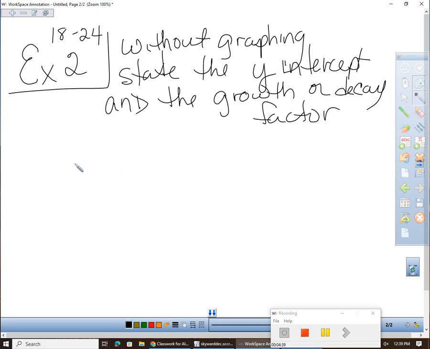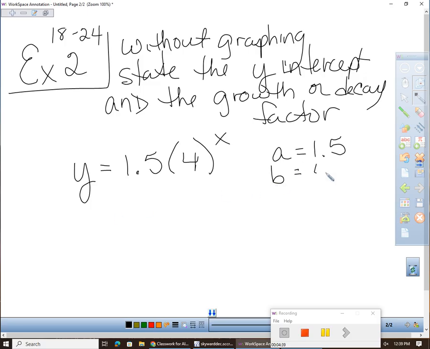So let's say I have y equals 1.5 times 4 to the x. First of all, my y-intercept is my a. So I'm going to say a equals 1.5. My b value is 4. That is bigger than 1, so I'm going to say this is growth.